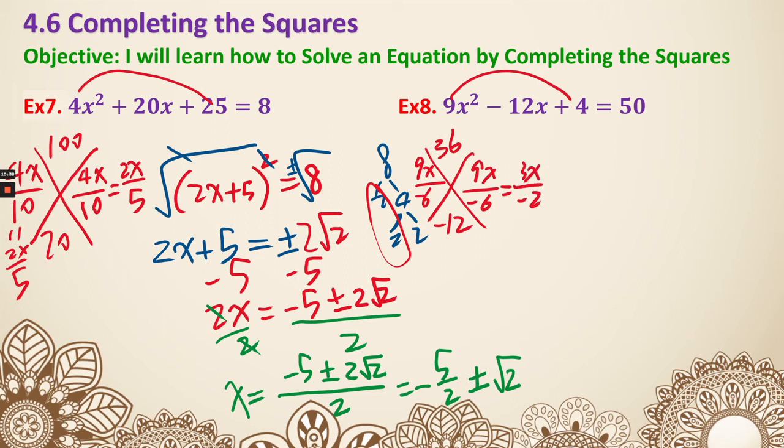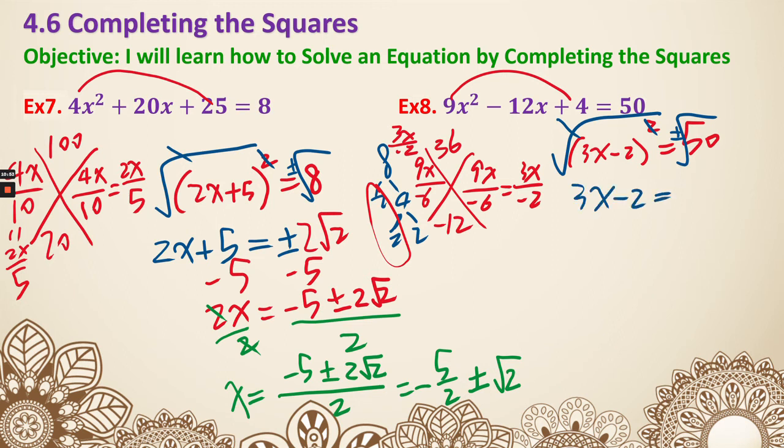Left side as well. We have 3x minus 2, that squared equals 50. Going to square root both sides. That is gone. Square root plus minus. 3x minus 2 equals plus minus. When we try to simplify the square root of 50, that's going to give us 5 square root of 2.